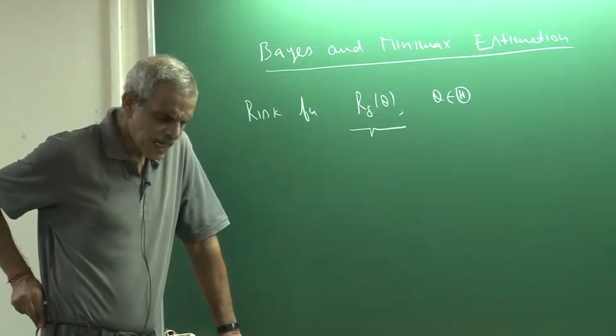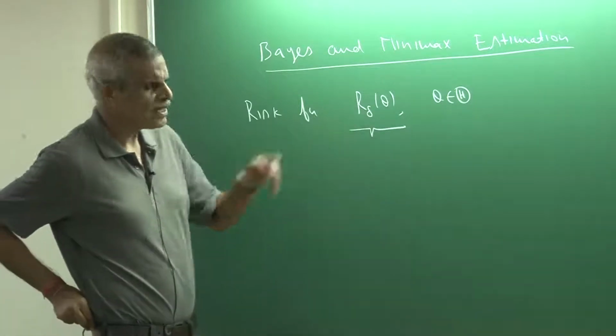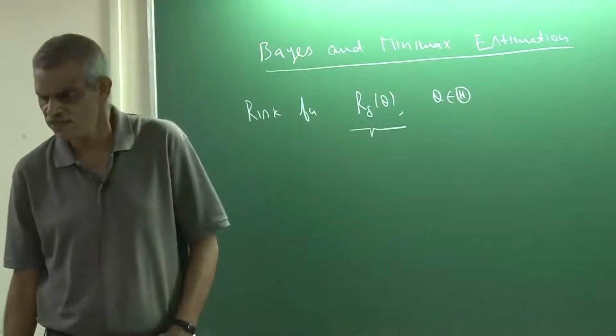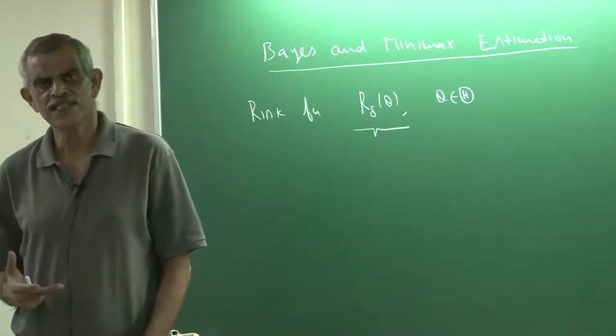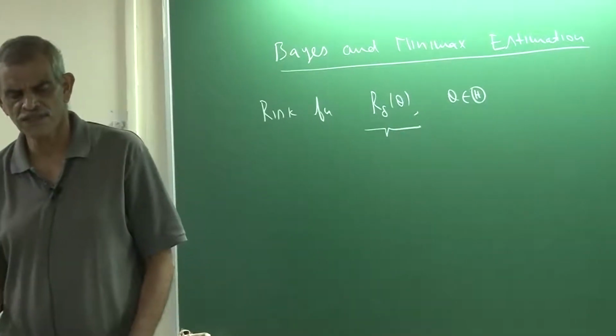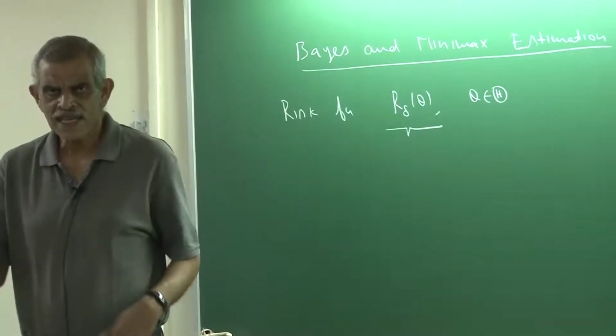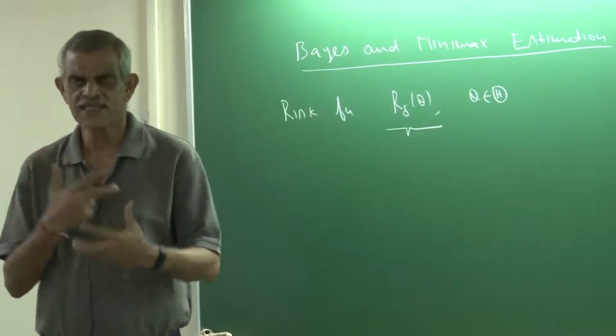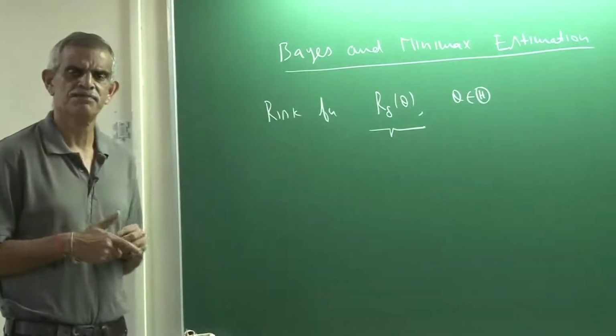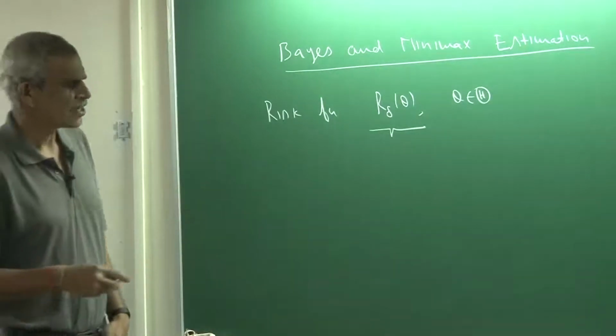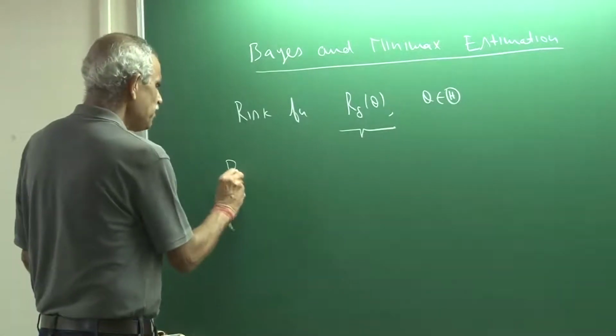So what we realized was that possibly, rather than considering the risk function R(delta, theta) for every theta, I try to consider some characteristic of the risk function which does not depend on theta. And then I try to optimize that characteristic. And that led to the concept of a Bayes estimator.